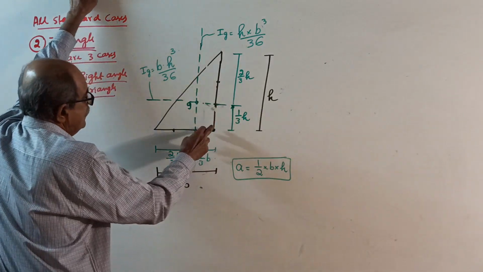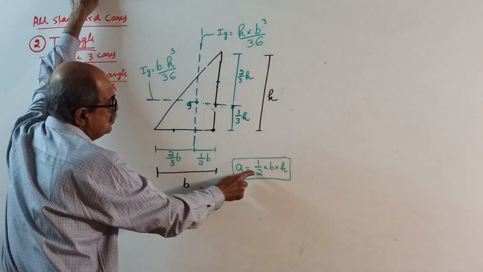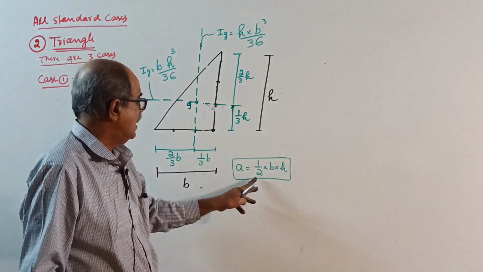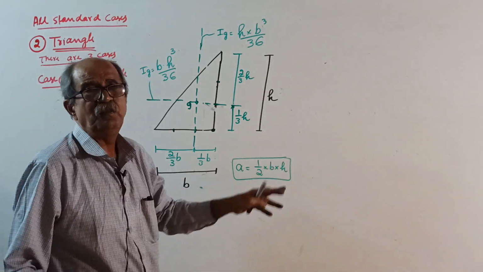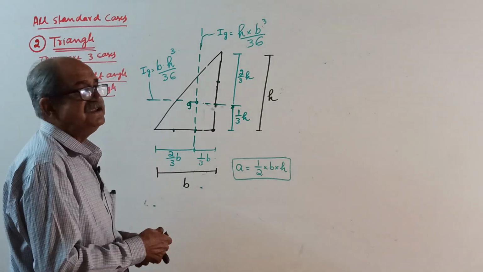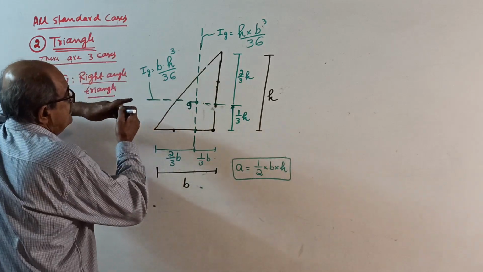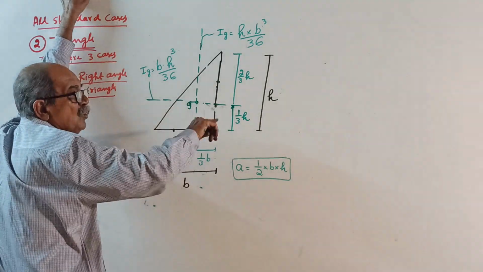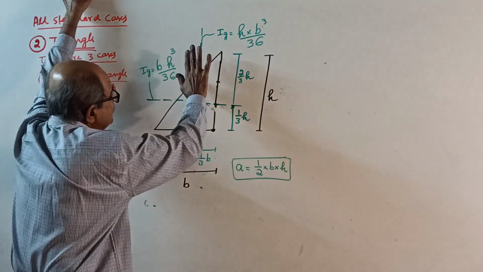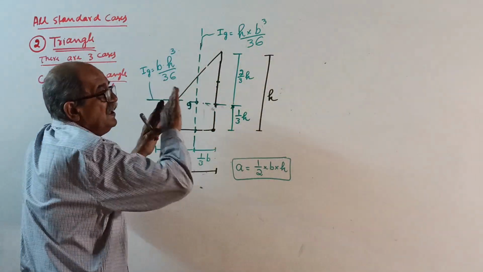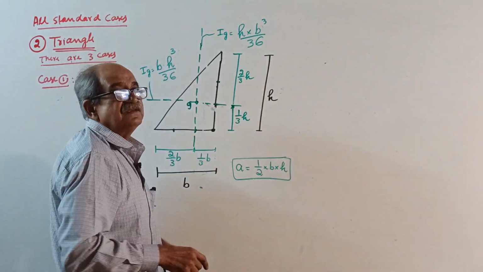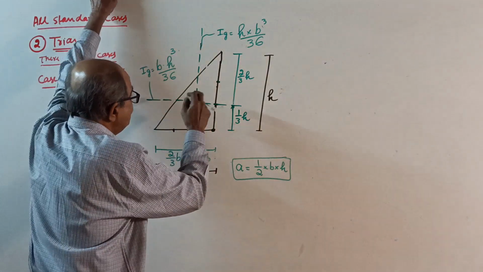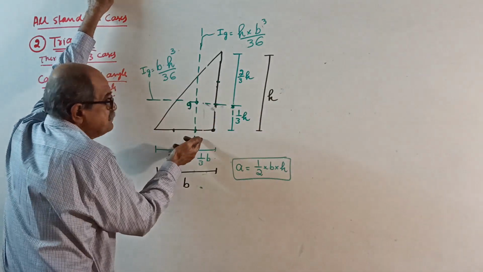Now, this is 90 degrees. Area equal to half into base into height, half into B into H. Everybody knows. Either half into B into H or half into H into B. No problem. Where is centroid? G. This way, there is more area this side. As you go this way, area increases. More area here. Centroid is always on that side where area is more. So centroid is near to right side as per this sketch.